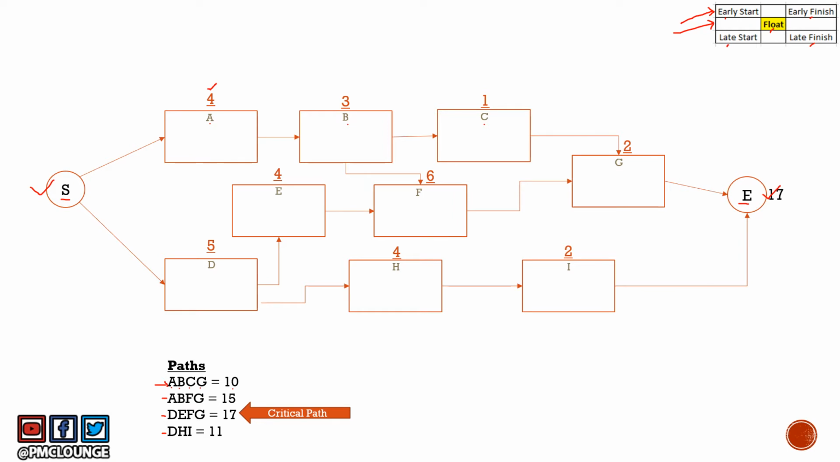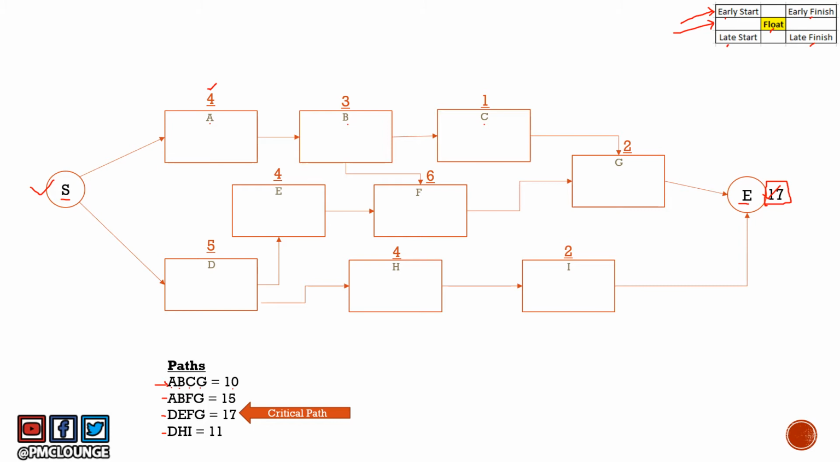So the project is ending on 17 units of time. It could mean 17 months, 17 days, 17 weeks, 17 hours, whatever, but 17 is the last value. The DEFG activities are on the critical path that is going to take the most amount of time, the longest path, the activities which cannot be delayed, the activities with a float of 0. Remember our video on float calculation, right?